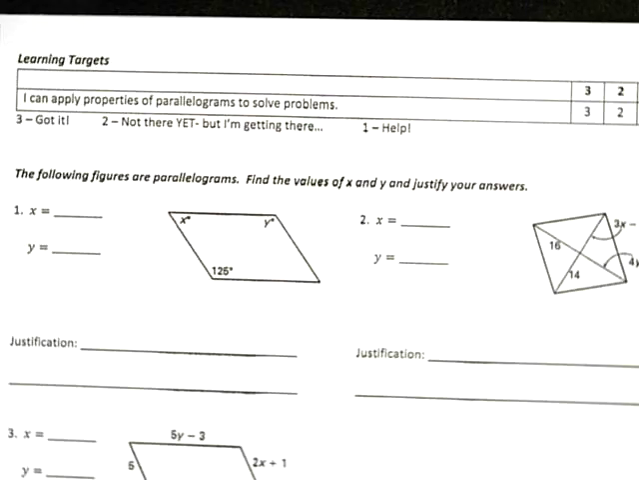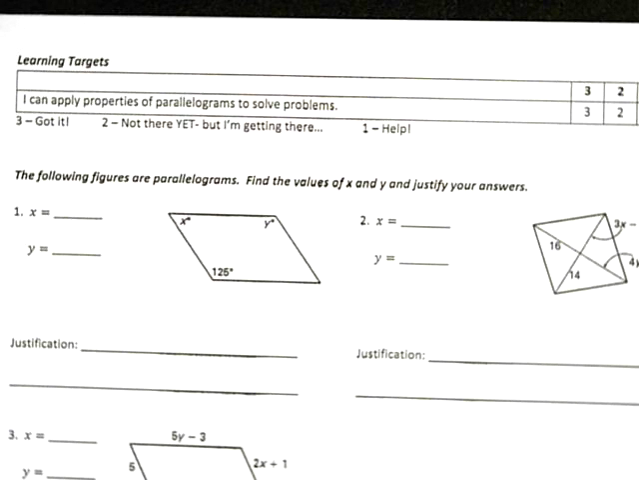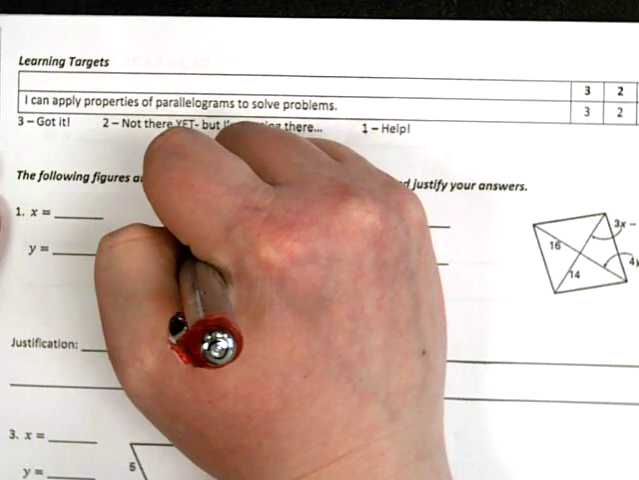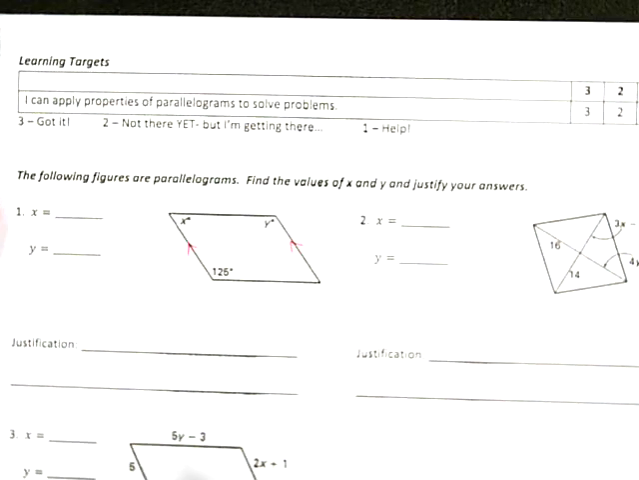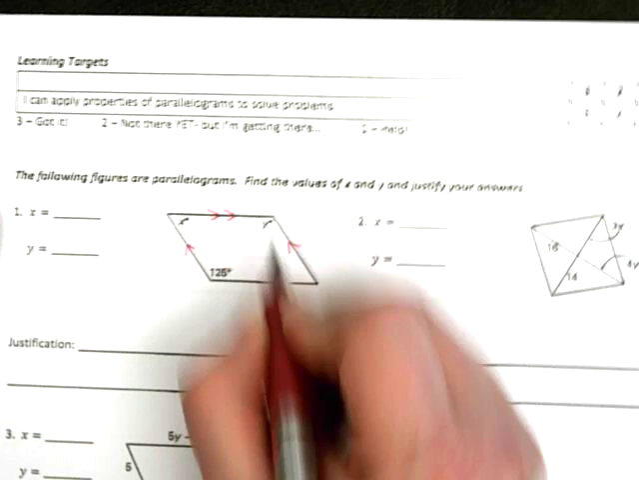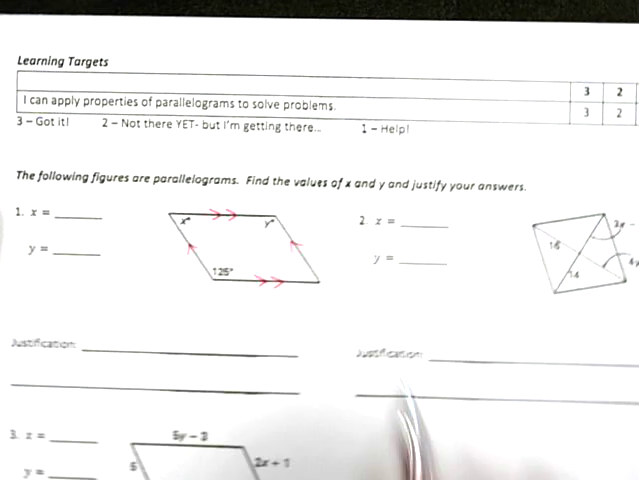It says that the figure is definitely a parallelogram, right? The directions even tell us that, so that's good. It says find the values of x and y and justify your answers. So taking a look at this, we know that this figure is a parallelogram. So I'm going to go ahead and just mark that these two segments are parallel to each other, and these two segments are parallel to each other, because that's what I'm told, right?